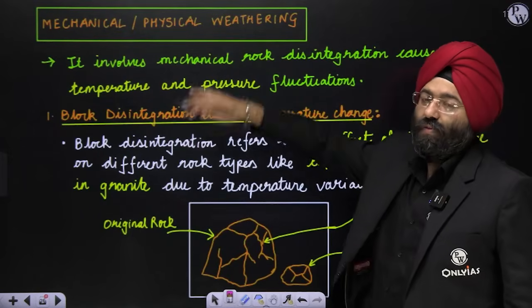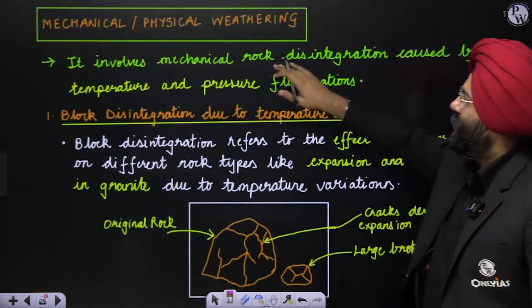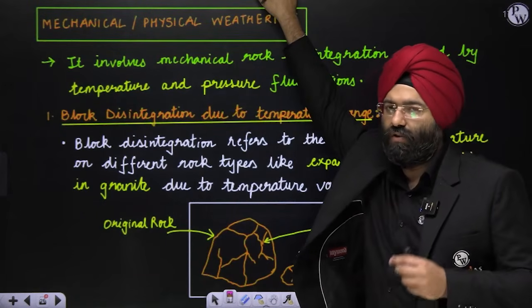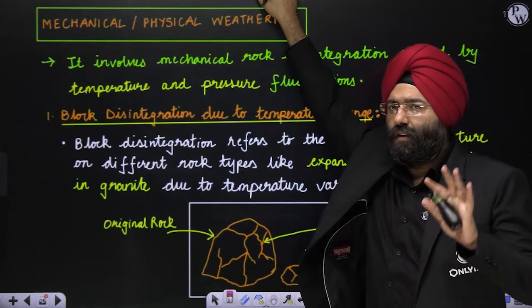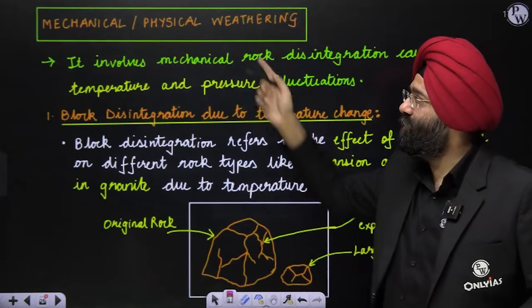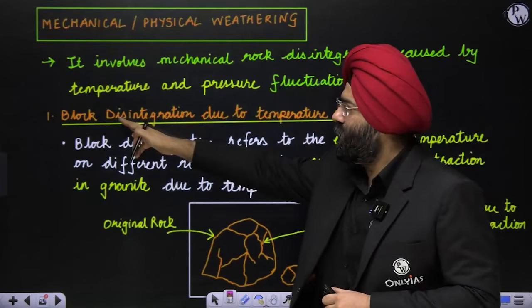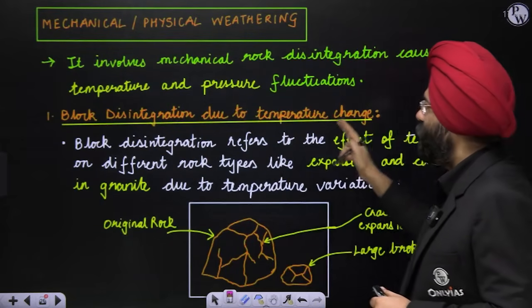Mechanical weathering or physical weathering. This involves mechanical disintegration caused by temperature and pressure fluctuations. And because of that, weathering is taking place. There are a lot of ways through which this physical or mechanical weathering can take place. Let's see one by one. Block disintegration due to temperature change.